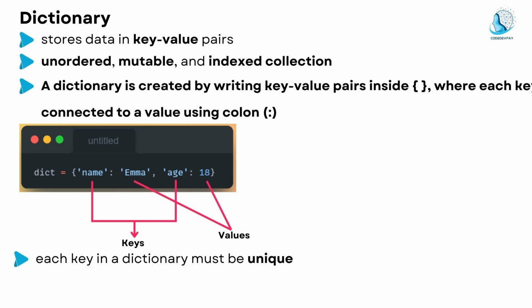A dictionary is a data type which stores data in key value pairs. So a dictionary is an unordered, mutable, and indexed collection. Dictionaries can be created by writing key value pairs inside curly brackets. So in here, we connect each key to the value using the colon. For the example, we've created a variable called dict and we've assigned it to a basic dictionary having key value pairs. So for here, the name and the age serve as the keys, whilst the name and 18 serve as values. The last information to take note is that for dictionaries, each key must be unique.